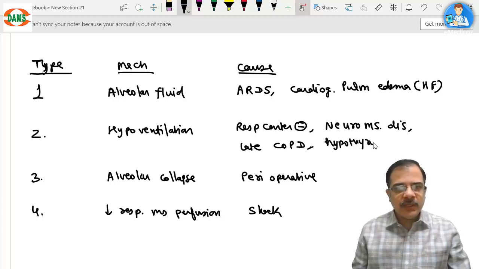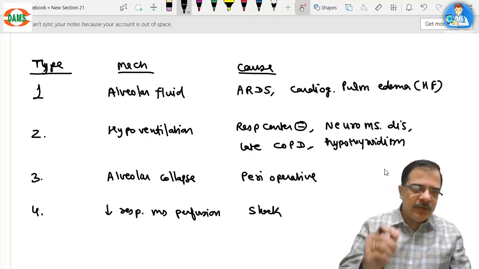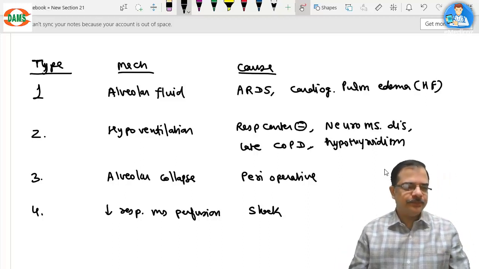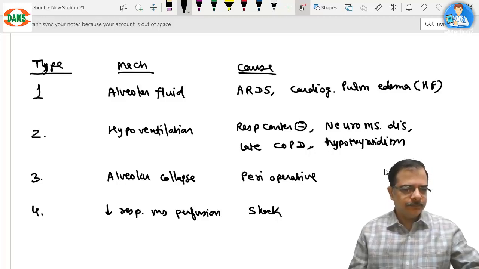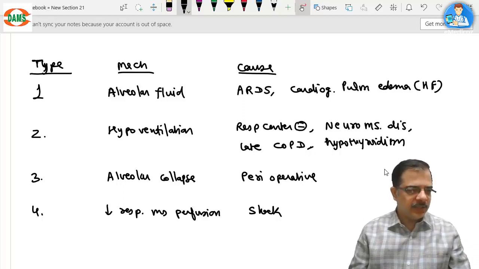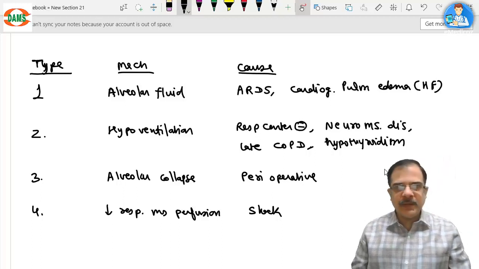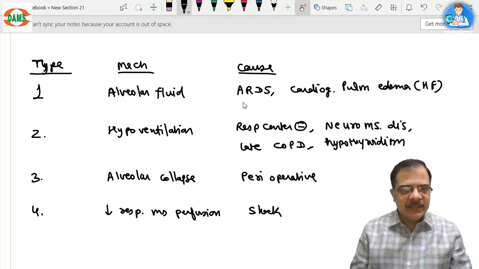Now, what about pulmonary embolism? Where will you put pulmonary embolism? The type of respiratory failure of pulmonary embolism. Type 1, type 2, type 3, type 4. Yes, Ravi has given the answer as type 1. Pulmonary embolism is due to multiple mechanisms and comes in type 1. Yes, pulmonary embolism is type 1.